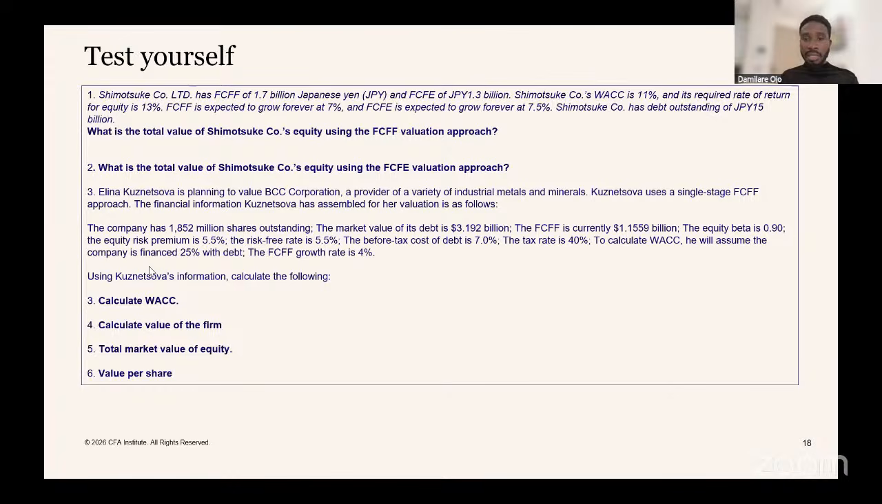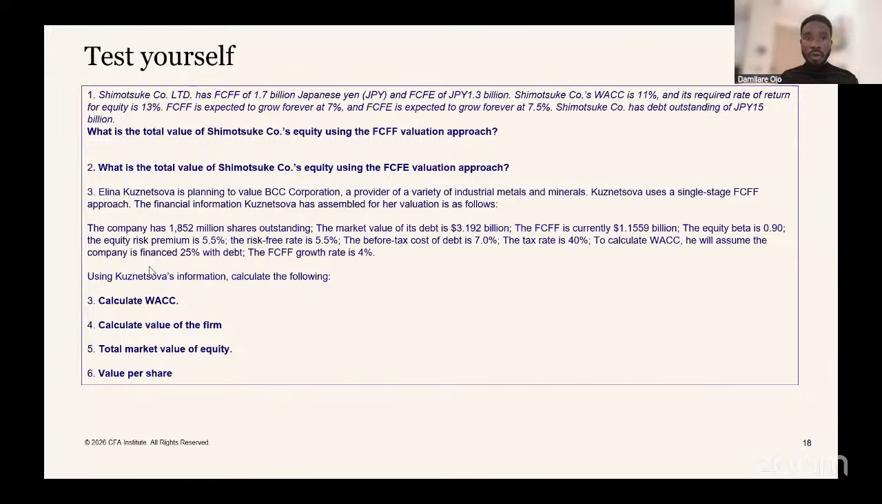And your WACC is simply then your weight of debt multiplied by after-tax cost of debt plus your weight of equity multiplied by the cost of equity. That gives us 8.89% for this particular question.